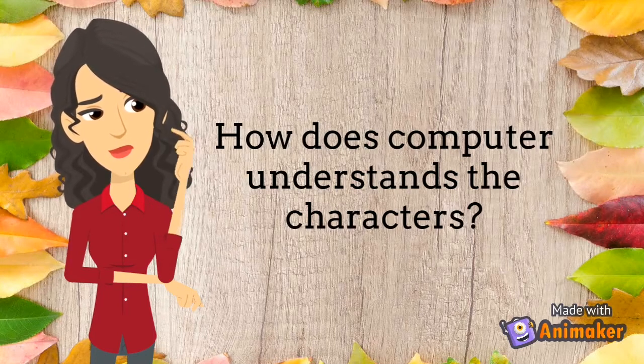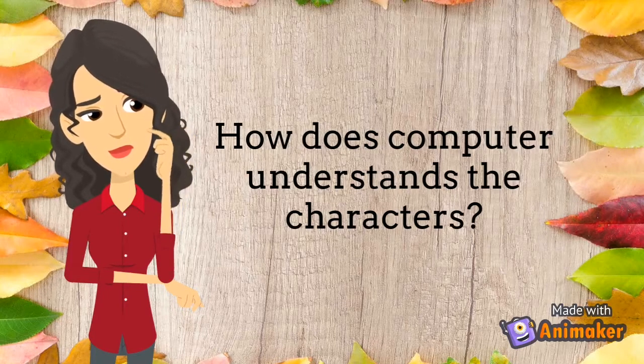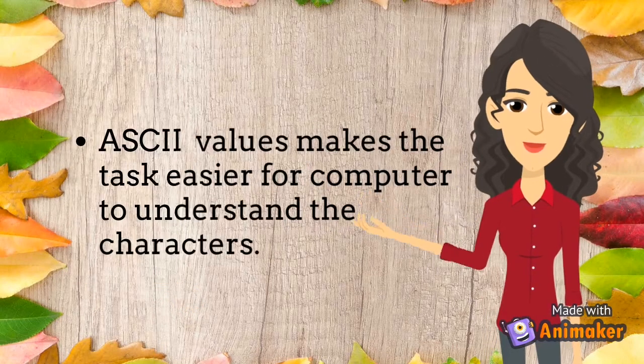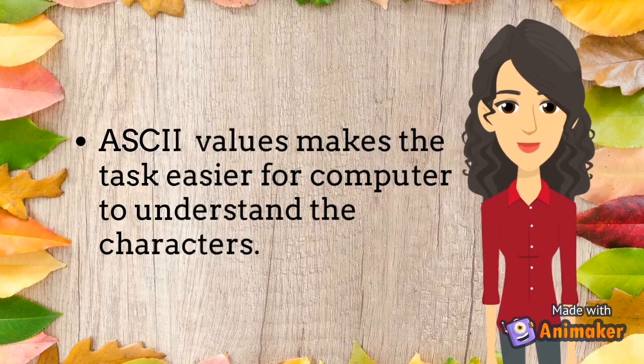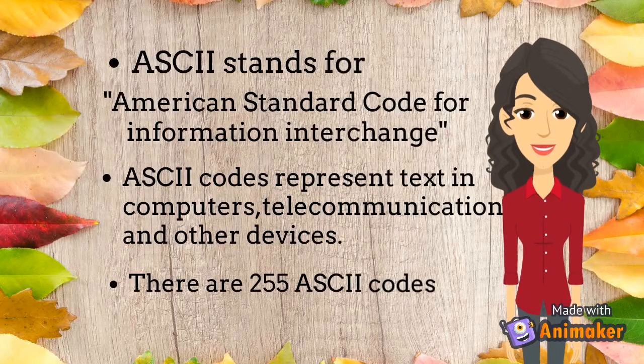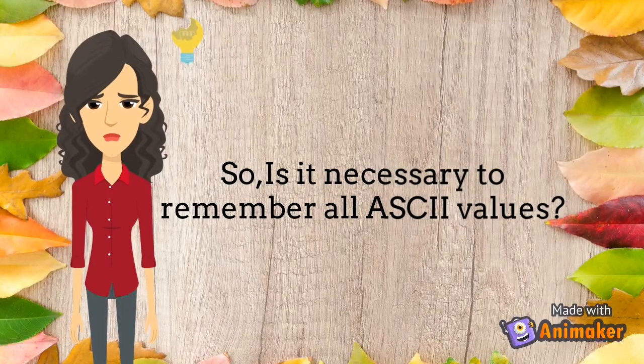But what about alphabets? How are they understood by computer? Have you ever thought of it? ASCII values come into picture. They are the numerical codes for alphabets and special characters. ASCII stands for American Standard Code for Information Interchange. ASCII codes represent the text in computer, telecommunications and other devices. There are 255 ASCII codes.